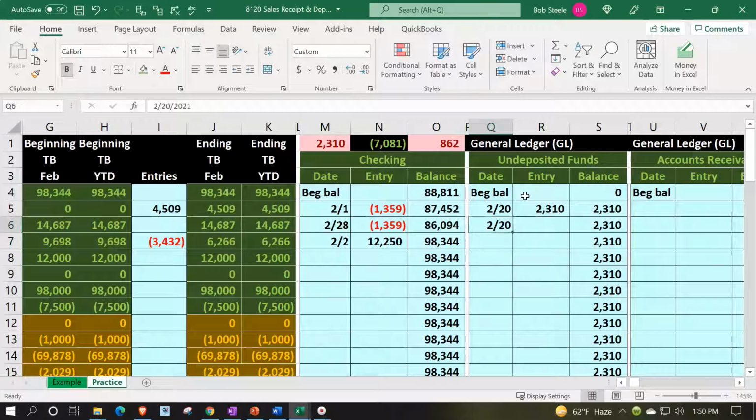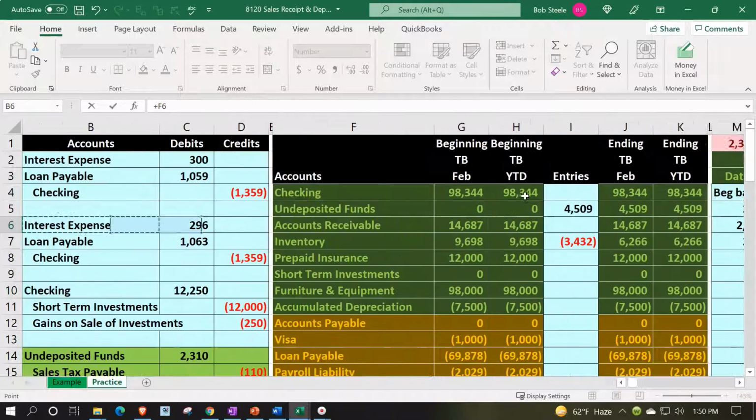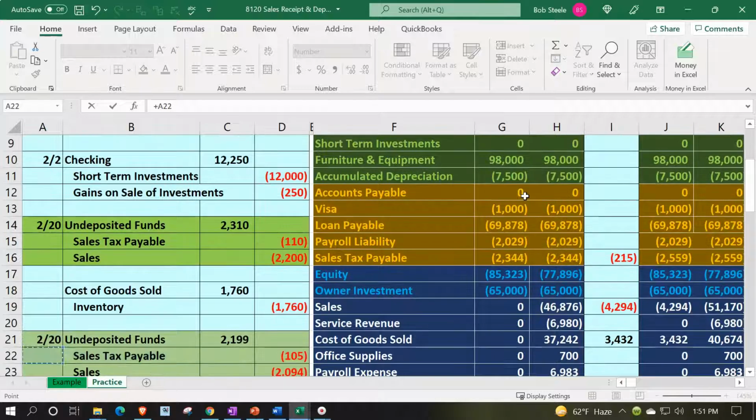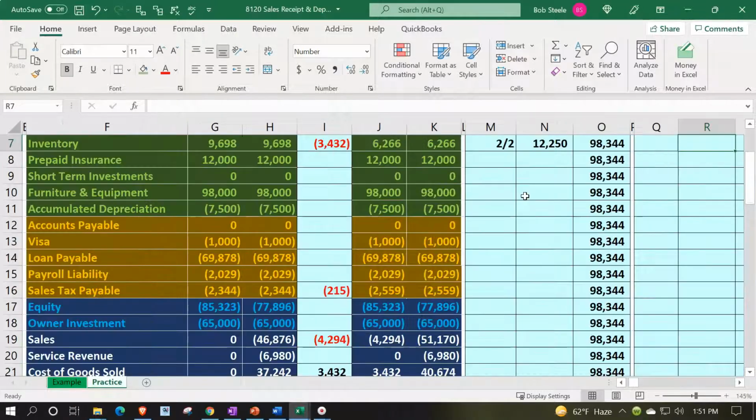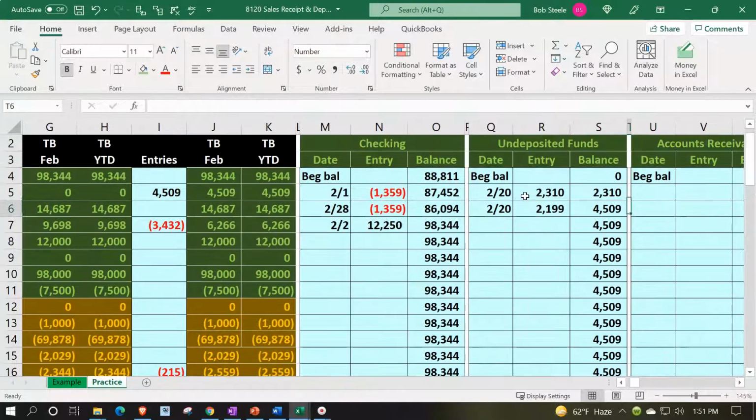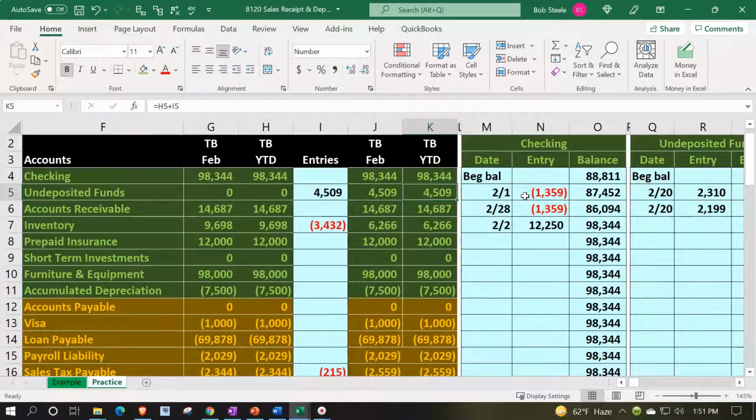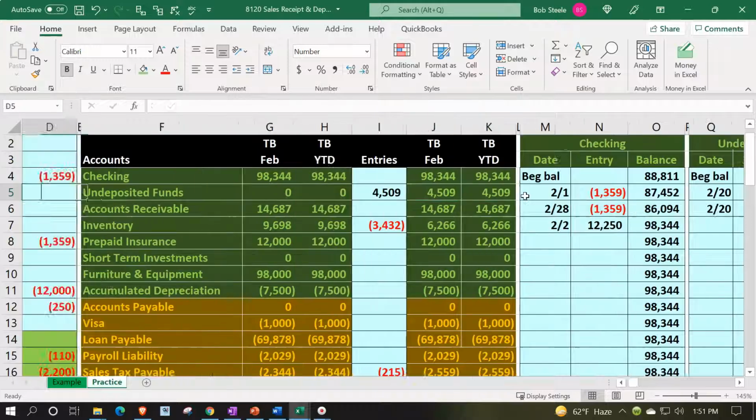So 220 on the second one is going to be here. Left, down. We're picking up that 2199. So that puts us at the 4509. That should match what's in the trial balance, the 4509 in both year to date and February.